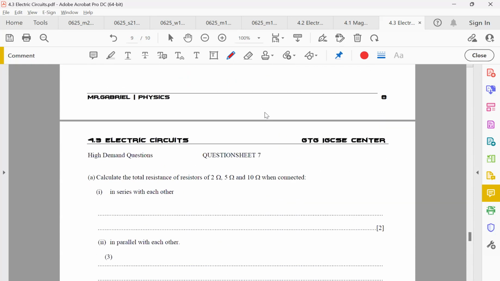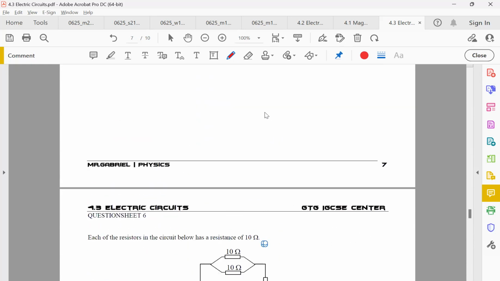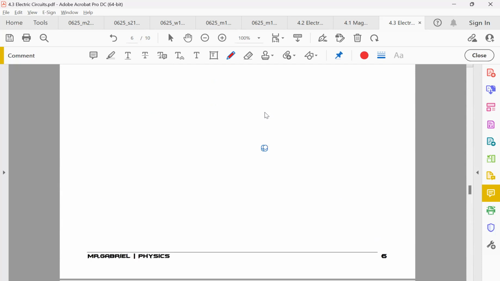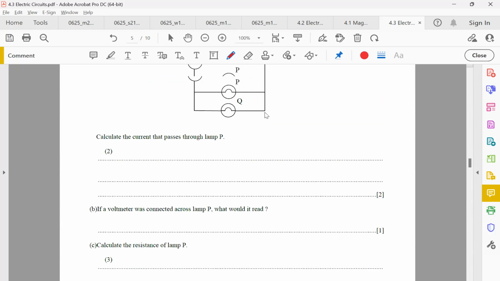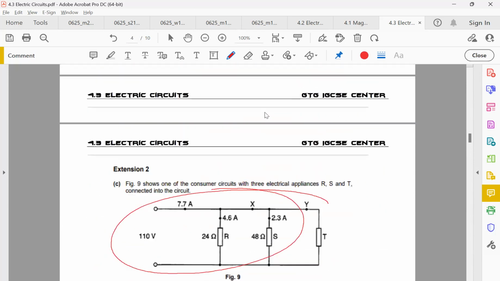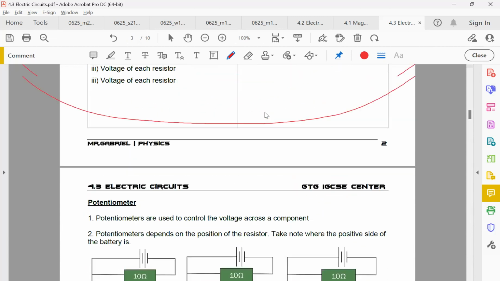Yes, guys, for those who are done copying, that's it for today already. You can enjoy the rest of your weekend. But remember, guys, I want to see your homework next week.